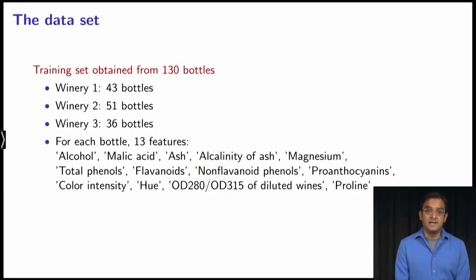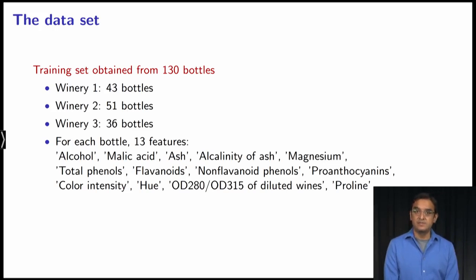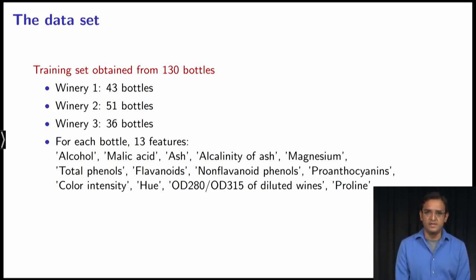Now we have a training set to help us, and this training set was obtained from 130 bottles. 43 of these bottles were from winery 1, 51 from winery 2, and the remaining 36 were from winery 3. For each of these bottles, a data point was measured consisting of 13 features. These are features that make sense to wine experts, things like flavonoids and proline and magnesium levels. Okay, but there are 13 such features, and so the data points are essentially 13-dimensional vectors.